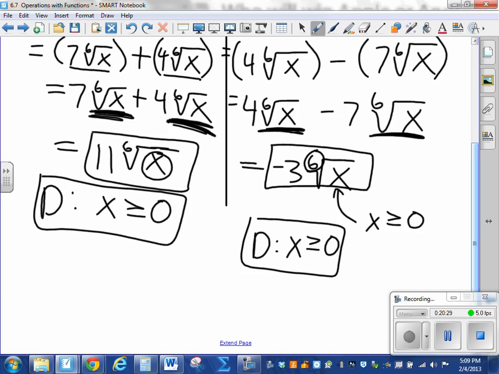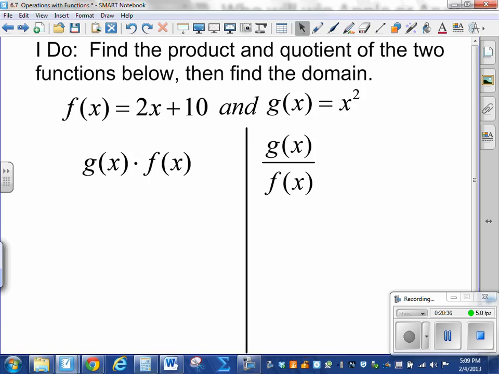And yeah, there you go. That's how you add and subtract certain types of functions.